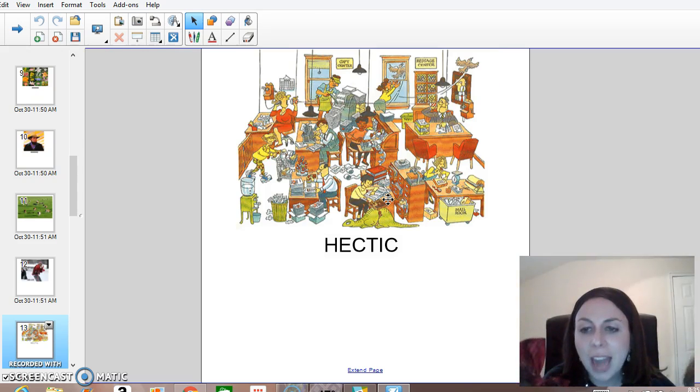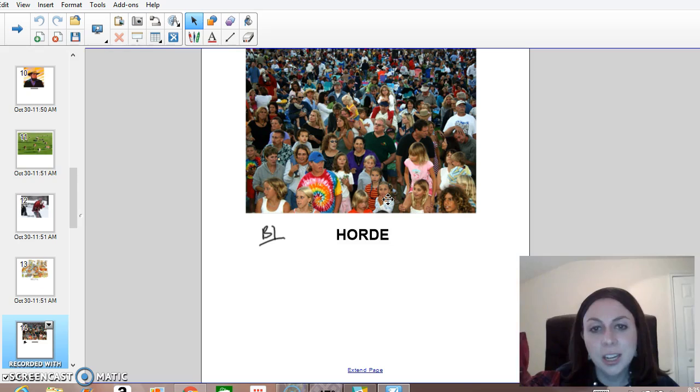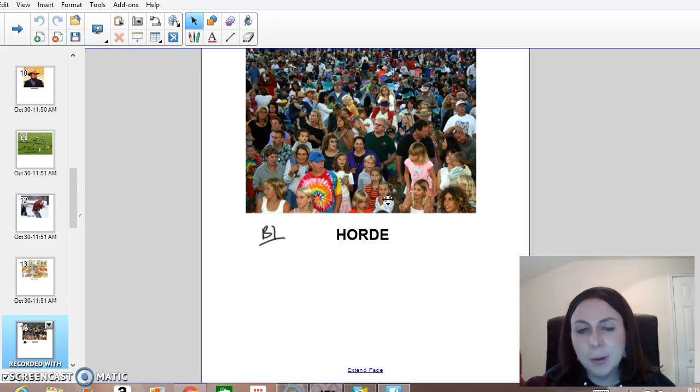Hectic. It is so hectic Shabbos afternoon now that it's a short Shabbos. Hectic, very busy. There's a lot going on. Write the definition in your own words and draw a picture. Horde, a lot of people. There was a horde of people at the rally today. There was a horde of people at the assembly waiting to meet their most amazing teacher, Mrs. Kurtz. A horde, a lot of people.